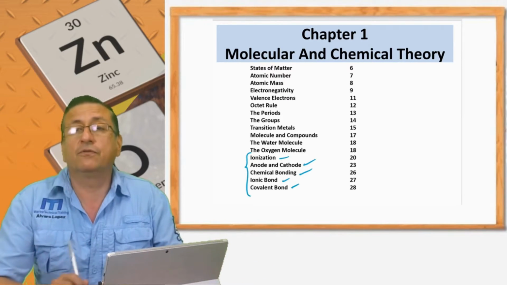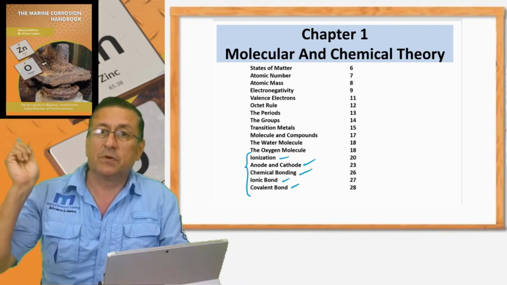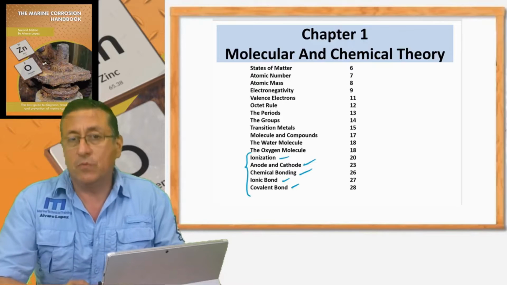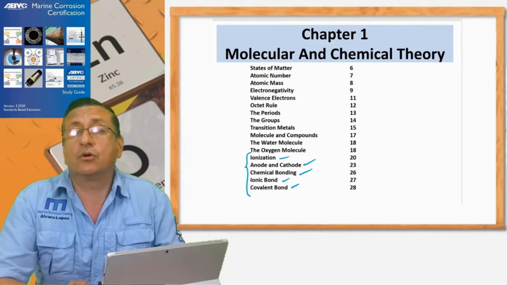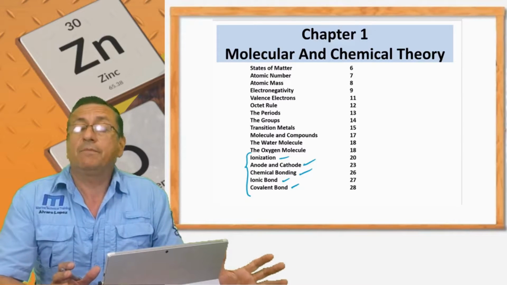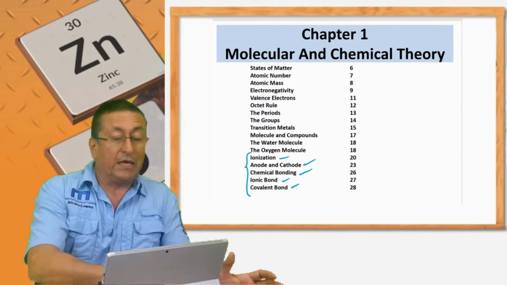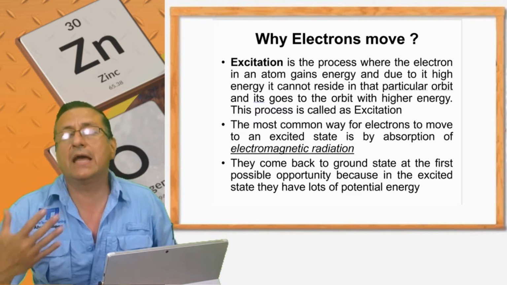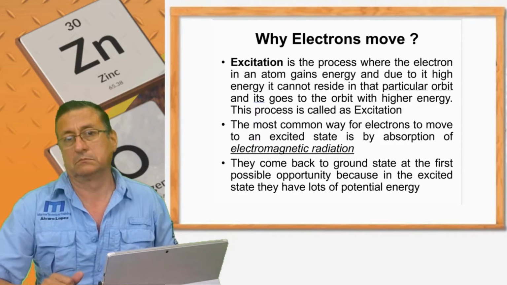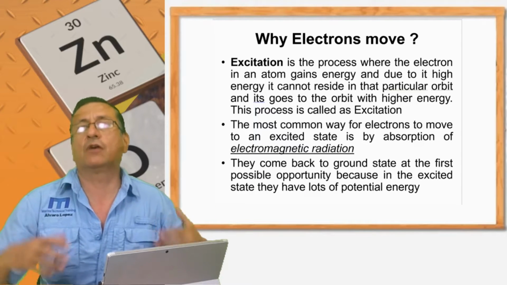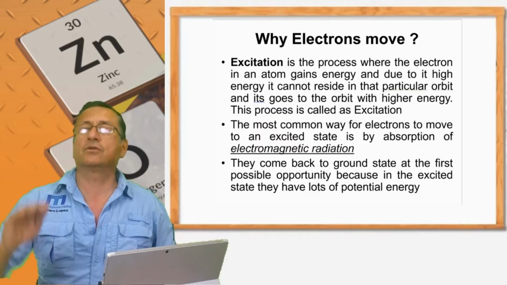Don't forget, we are going to follow the textbook, and we are also going to follow the ABYC corrosion study guide, both of them. Okay, ready? We are going to start with the flow of electricity in the boat. Why do the electrons move in between metals in the conductors? Why are the electrons moving?